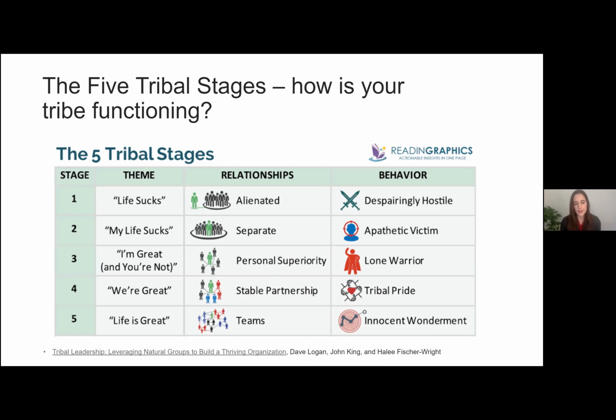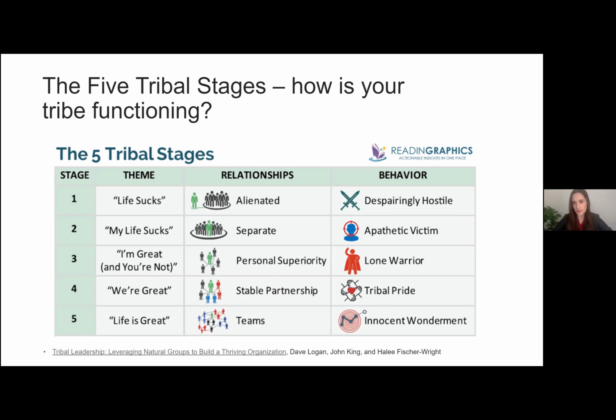The second stage, it's not that life sucks, it's that your life sucks. It sucks that you had to go to work today and work with these people. And in this network, in this tribe, it's not so much active antagonism, but passive antagonism, where folks might talk about each other behind each other's backs. They might have very low motivation to improve, to work towards shared goals, and to collaborate.